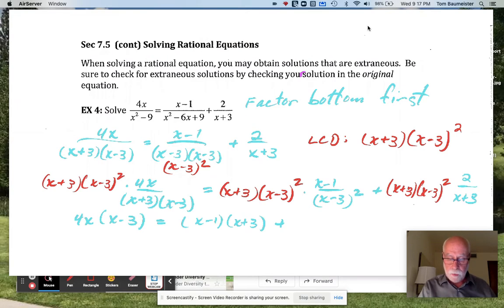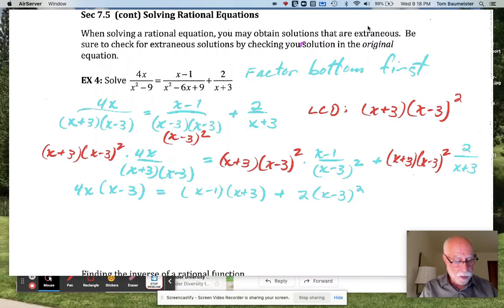And then finally on the last one there, what's going to go away? I had x plus 3. And again, the x plus 3s are going to go away. Let me put it as my fraction left. And so I'm going to have plus 2 times x minus 3 squared.